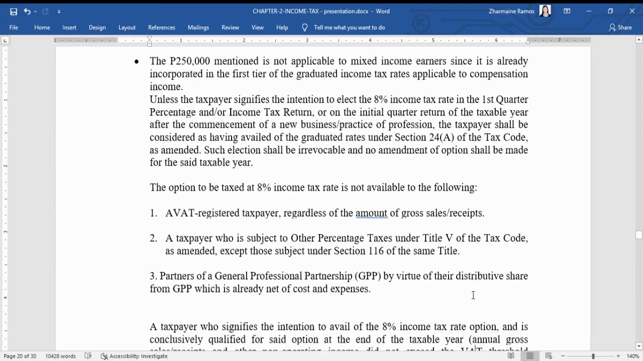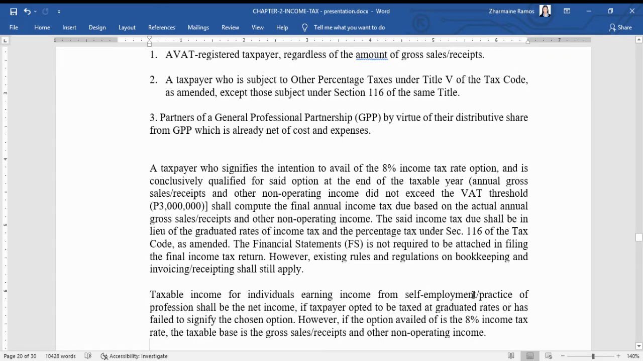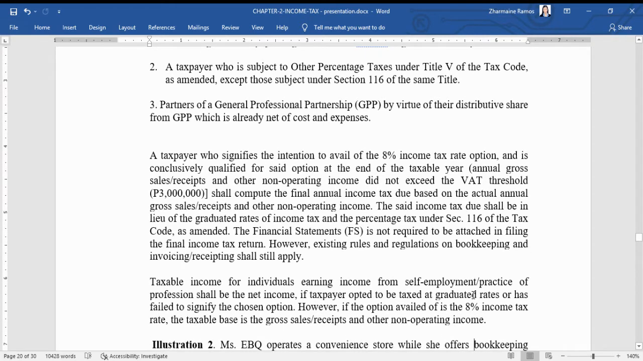So, let's try. Ito pala. So, a taxpayer who signifies the intention to avail of the 8% income tax rate option and is conclusively qualified for the said option at the end of the taxable year, qualified ka kasi hindi ka nag-exceed sa 3 million, shall compute the final annual income tax due based on the actual annual gross sales, receipts, and other non-operating income. The said income tax due shall be in lieu of the graduated rates of income tax and the percentage tax rate under Section 116 of the Tax Code as amended. So financial statements is not required to be attached in filing the final income tax return. However, existing rules and regulations on bookkeeping and invoicing receipts shall still apply. So ito yung sample.